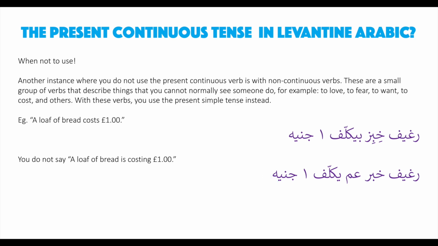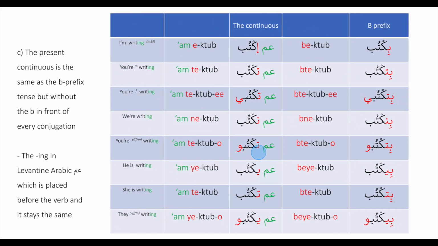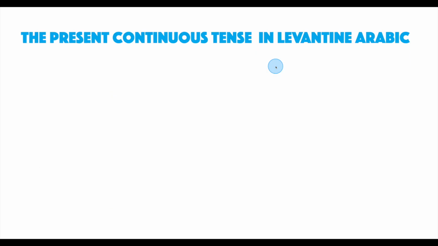Great. Let me summarize back again. The present continuous in Levantine Arabic, it is absolutely, in terms of the conjugation, like the be prefix present tense minus the be conjugation in front of every single verb. With the present continuous, we do have am. Am, it is the equivalent of ing. Unlike English, the ing comes at the end of the verb. In Arabic, it comes before every single conjugation and it stays the same and it does not change.